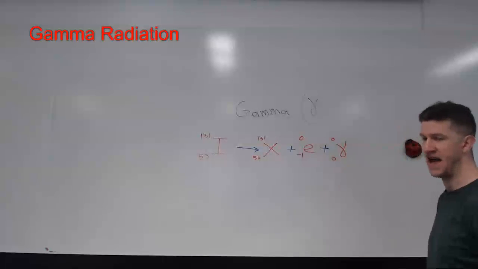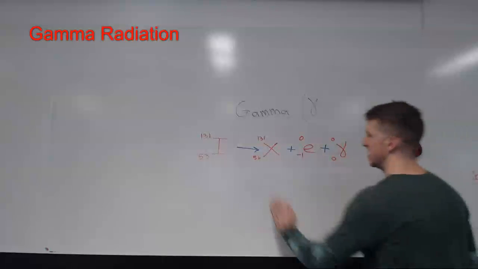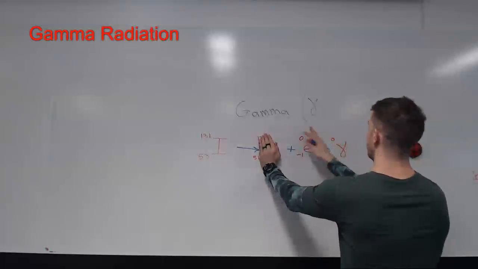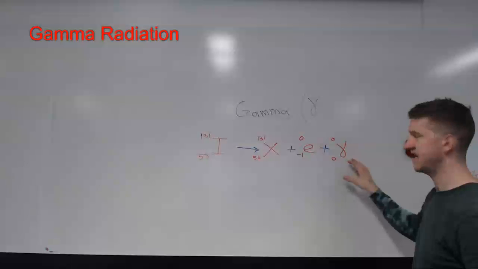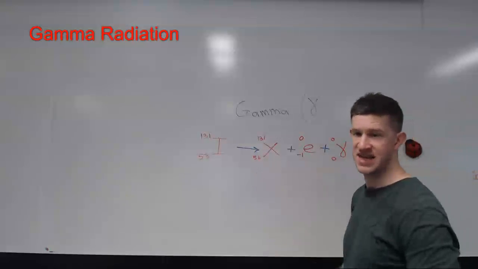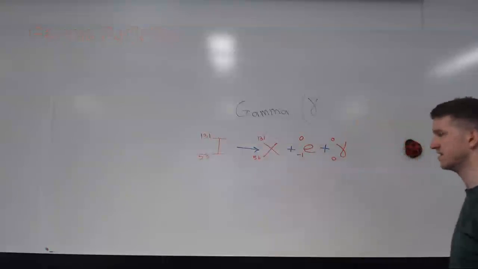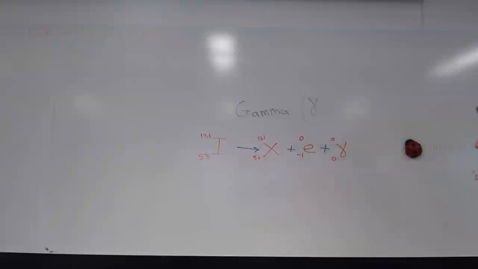So this is an example of how it works in the real world. It's not that iodine just suddenly gives off gamma and remains iodine. It's a byproduct of excess energy within a system as it decays. So this is an example of something that happens all the time and produces gamma radiation.